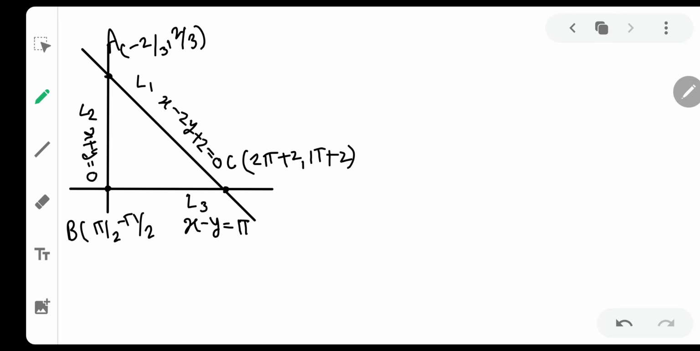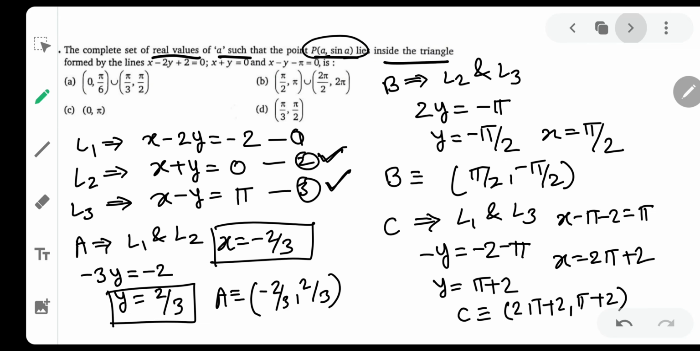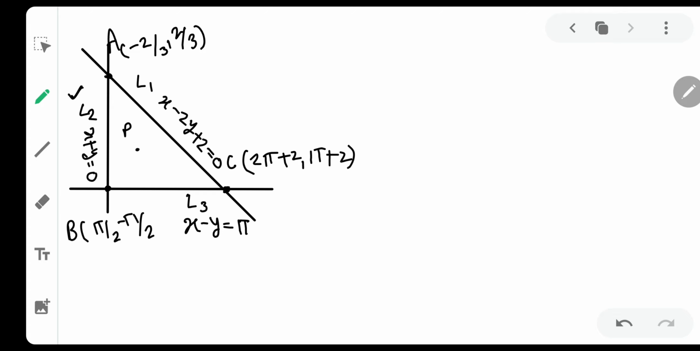Okay, we need a point which is inside the triangle. So how do we do that? Let us consider line 2. If you consider line 2, the vertices A and B lie on line 2, but the point C is to the right of line 2. Any particular point P which they have given, A comma sin A, which is inside the triangle, will also be on the right hand side.